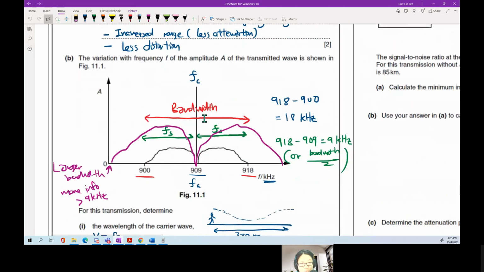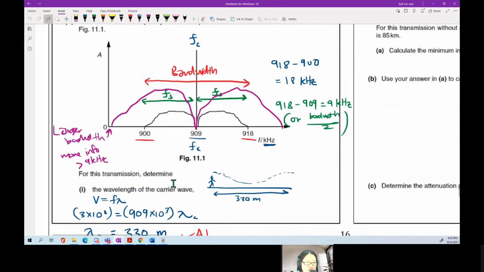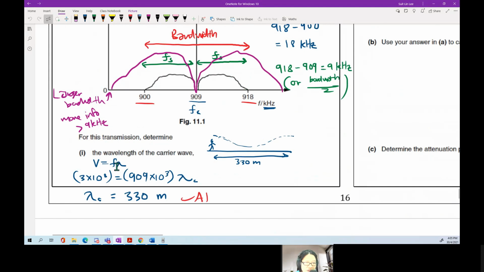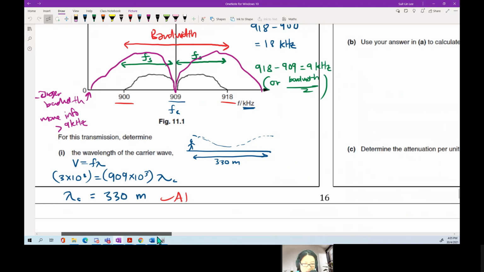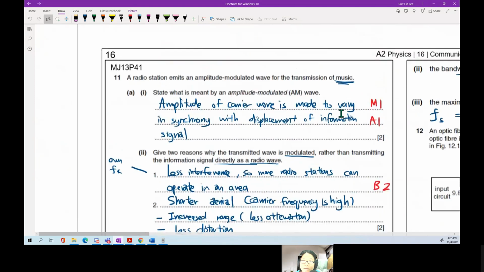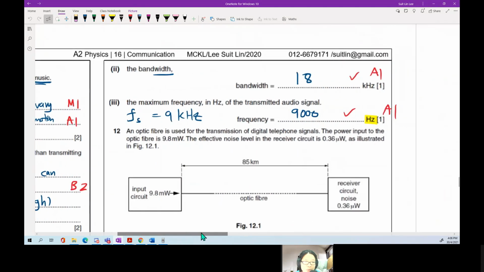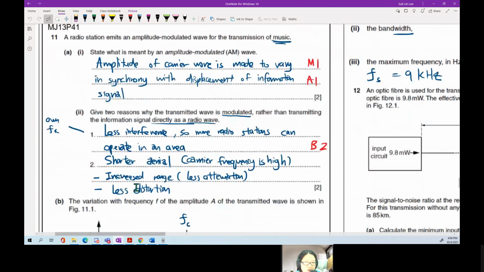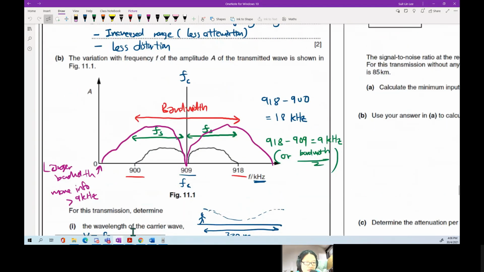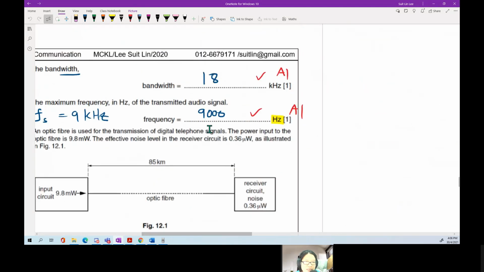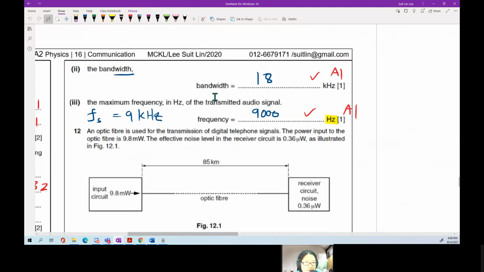All right, so here, you can see that there's a bandwidth situation happening here. So if you're asked to find the wavelength of the carrier wave, we can use v equals f lambda. So all these waves are still radio waves, so we can put in the speed of light. And we know the carrier wave frequency is 909. So we put it inside and then we can find, wow, this wavelength is so long. Yes, radio wave ma. Okay, and then you are asked to find the bandwidth. Bandwidth here is just the width of the band, this one. So it's 900 to 918, so 918 minus 900. So it's 18 hertz. Okay, and the maximum frequency of the transmitted audio signal is 9 kilohertz or 9,000.